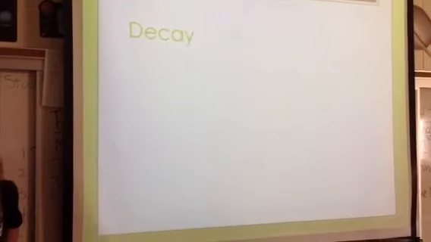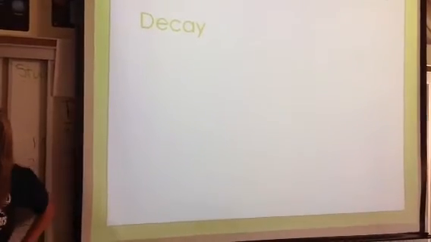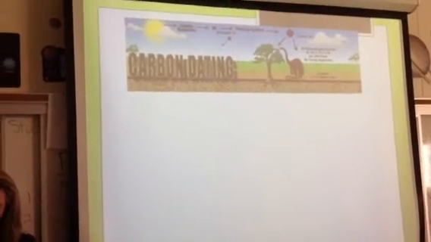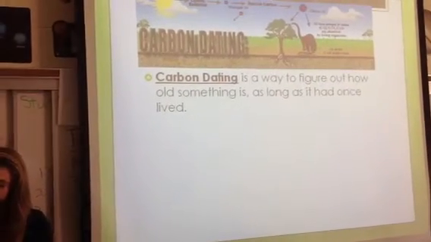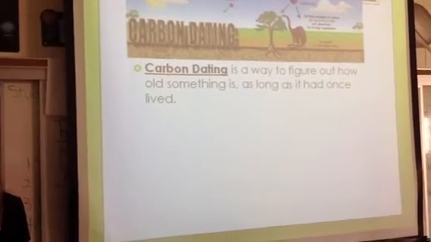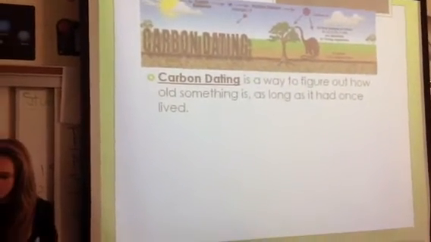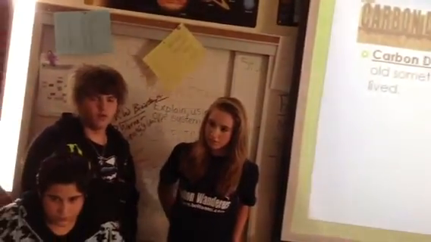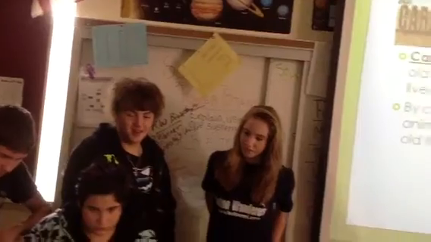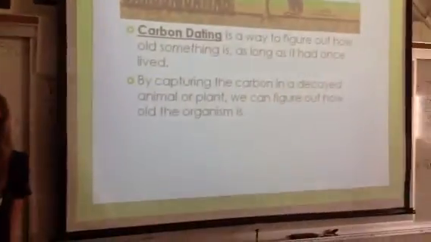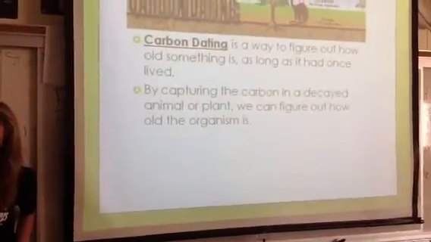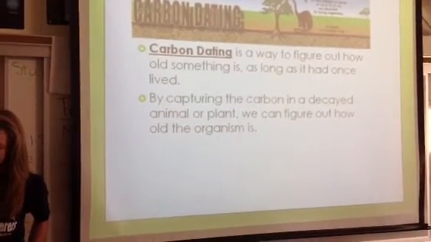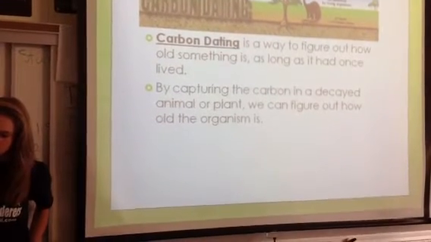The next one is decay. When we talk about decay, we talk about carbon dating. Carbon dating is a way of figuring out how old things are and how long ago they once lived, by capturing most of the carbon in plants and animals and organisms.